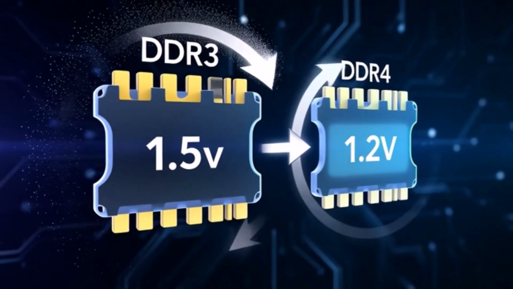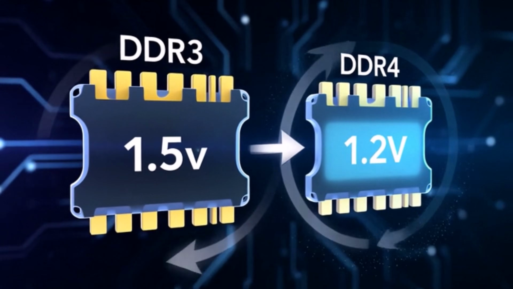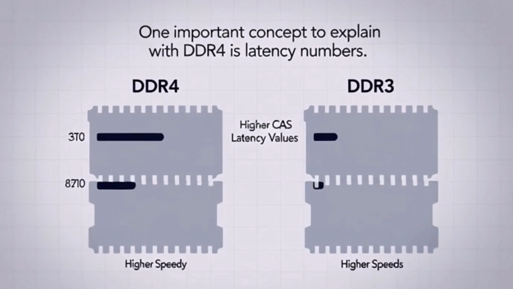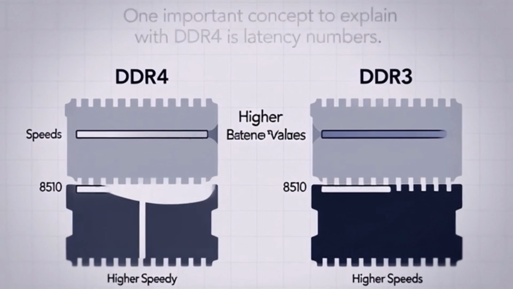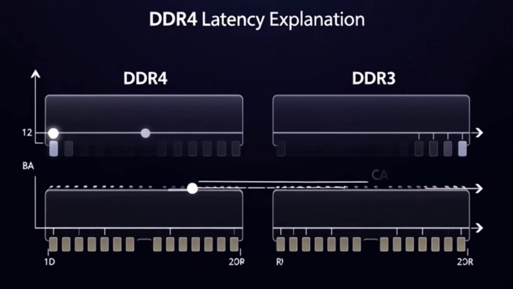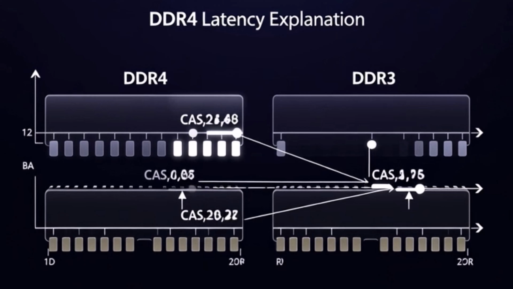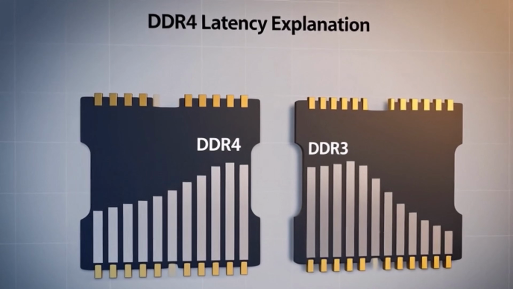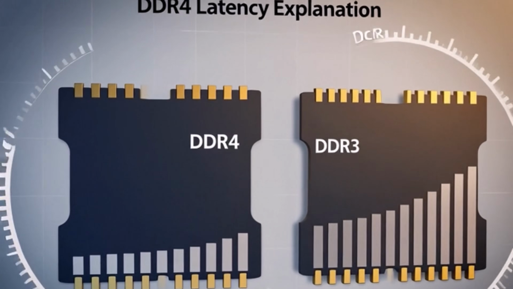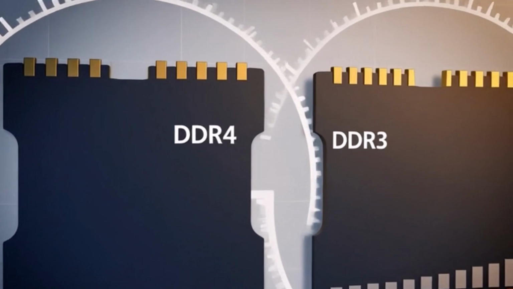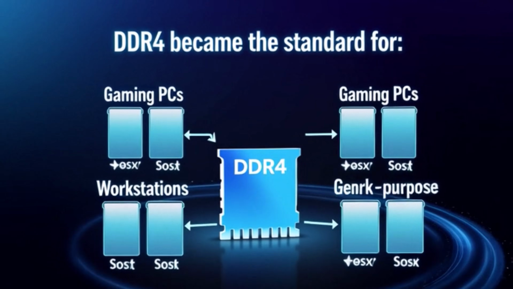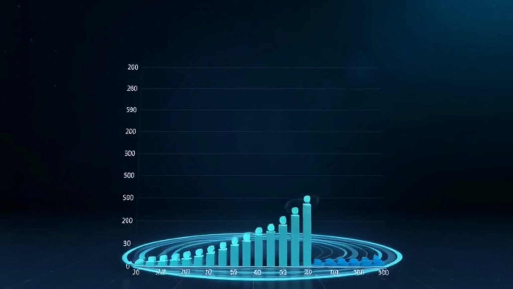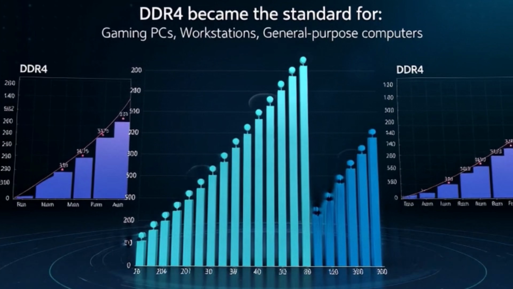One important concept to explain with DDR4 is latency numbers. DDR4 often shows higher CAS latency values, but this does not mean it is slower. Because DDR4 runs at much higher speeds, the actual time delay is often similar or better than DDR3. DDR4 became the standard for gaming PCs, workstations, and general-purpose computers, and it remains very popular because it offers excellent performance at a reasonable cost.